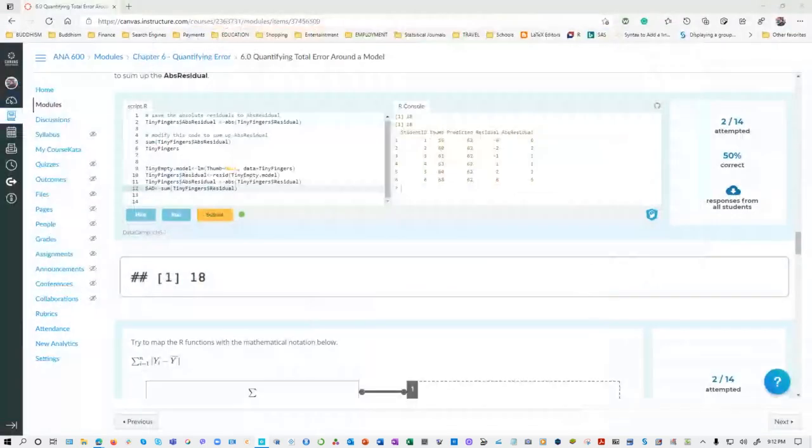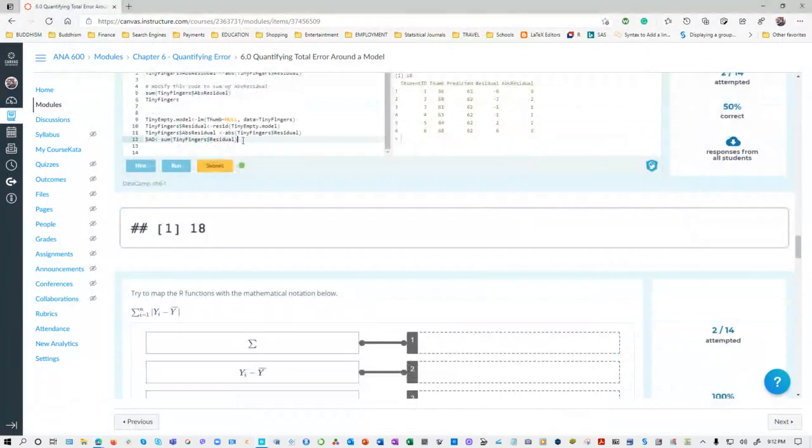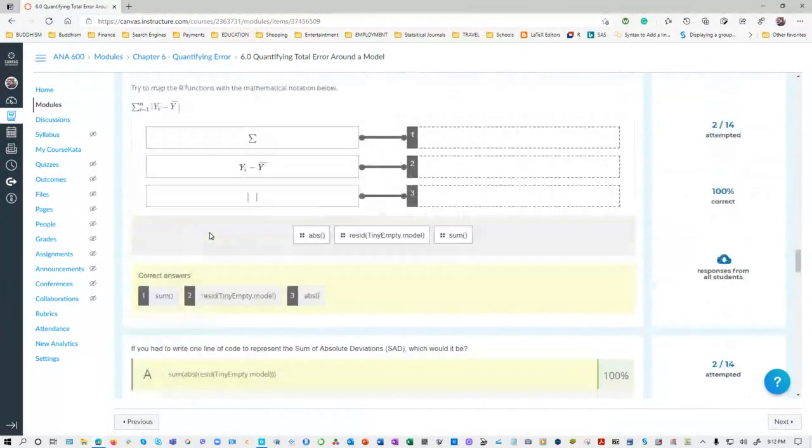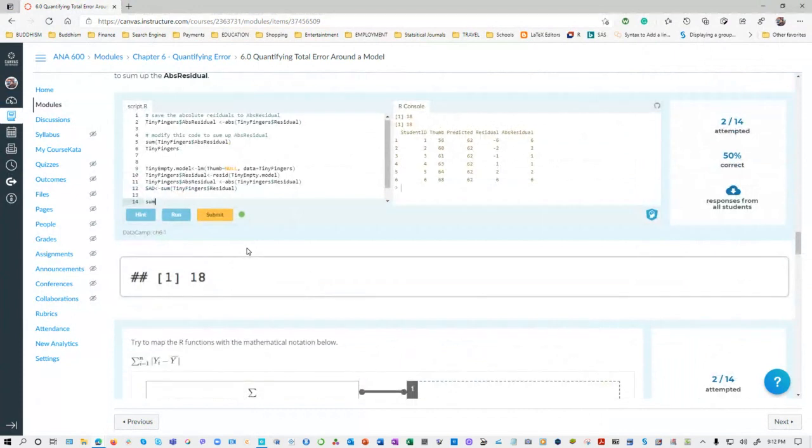One shot. 18. Just try this one. Sum abs residual of tiny empty model.